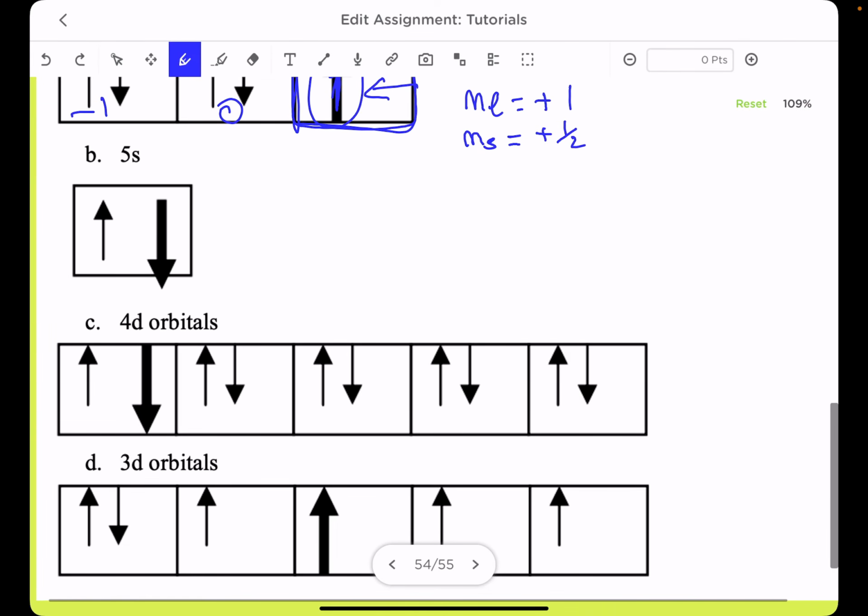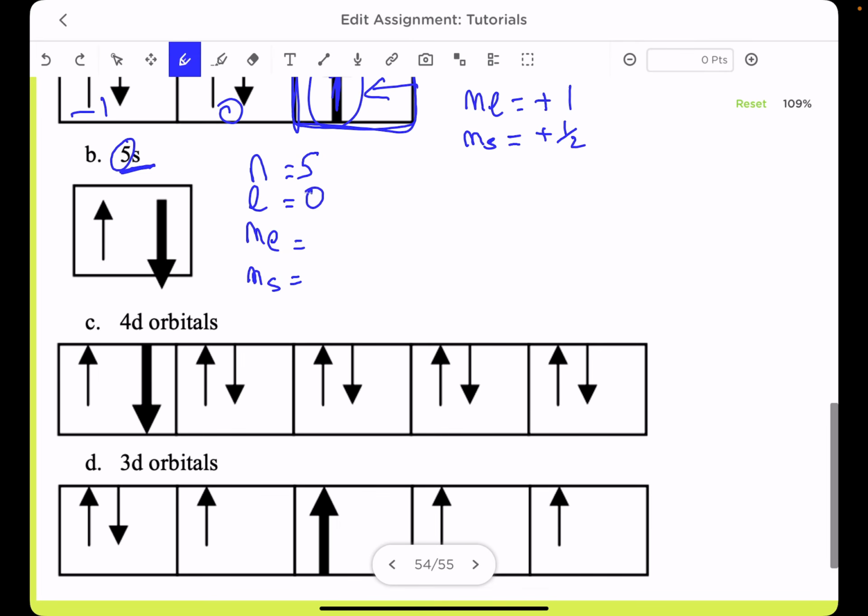Another example. Here we go. I have 5S. So N, L, ML, and MS. To know the N, I look at the number over here. It's 5. To know the L, I read the letter designated over here. That's an S. So L is 0.